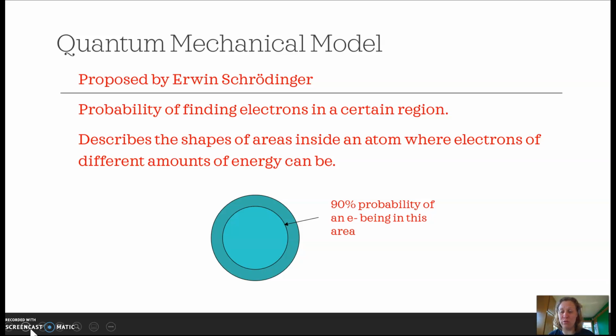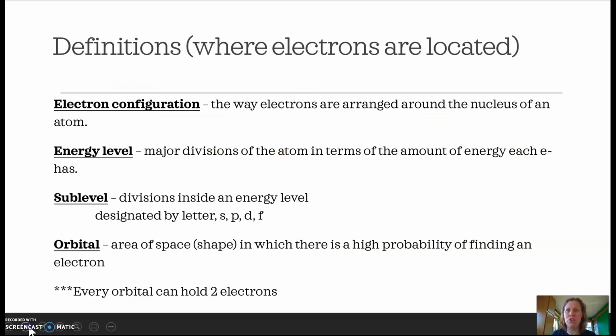One of them is a circle. So the next few slides are describing the shapes of his model. Don't worry about electron configuration. So where are electrons located? It's like three categories. The first is they're in an energy level, and then each energy level has sublevels, and then in each sublevel there's an orbital.